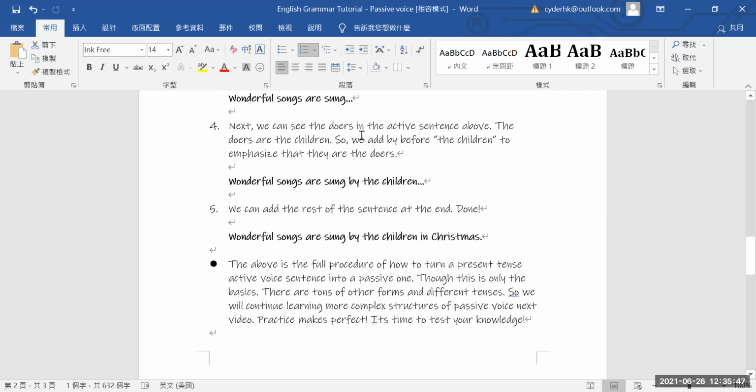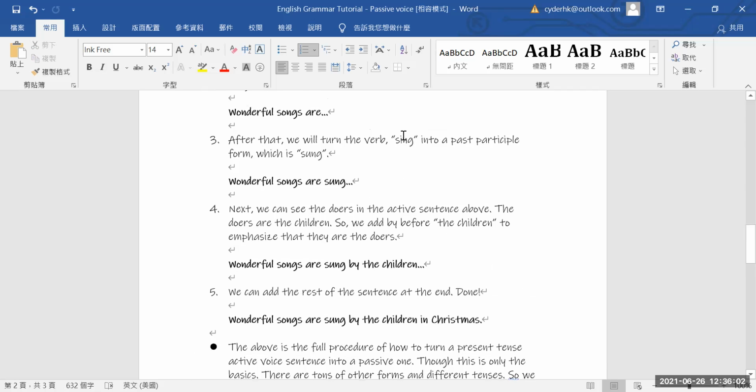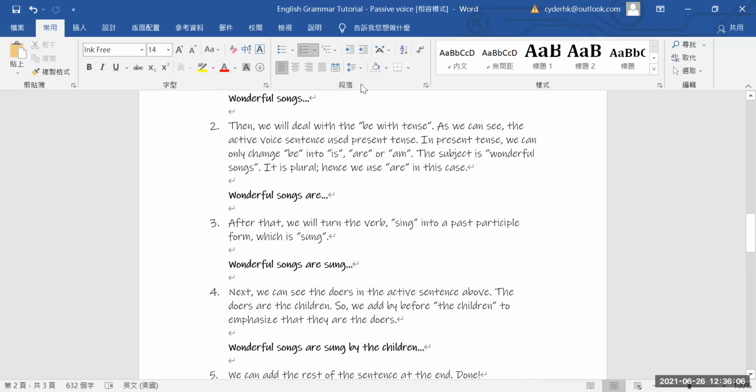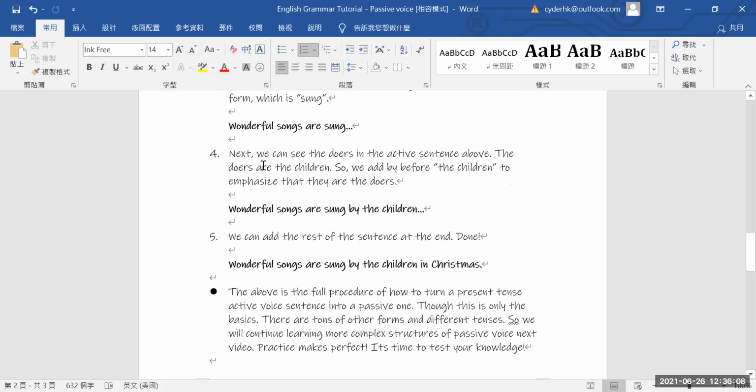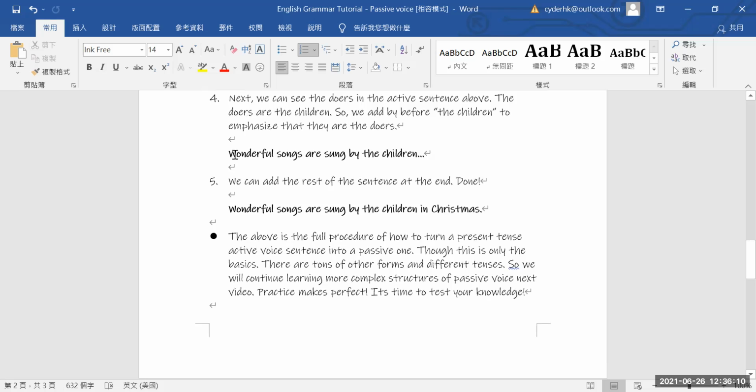Next, we can see the doers in the active sentence above. The doers are the children. So we add "by" before "children" to emphasize that they are the doers. So, by the children. The children are those who sing the song, the wonderful song. So there's the doer, the agent. Wonderful songs are sung by the children.